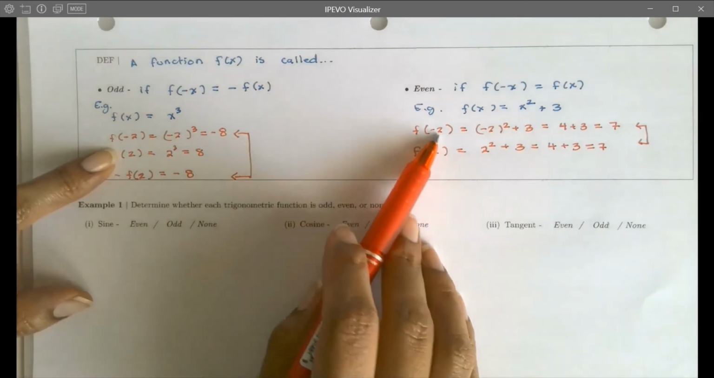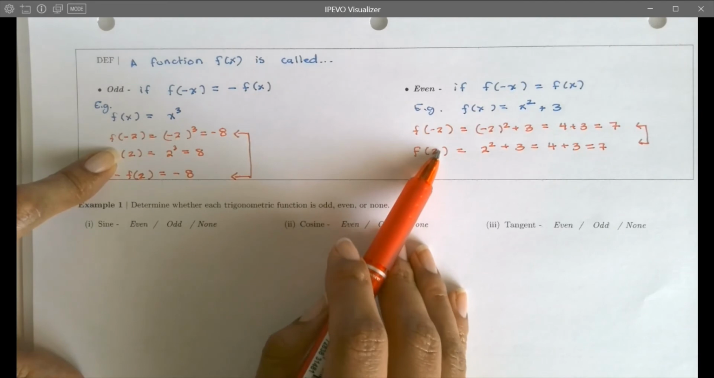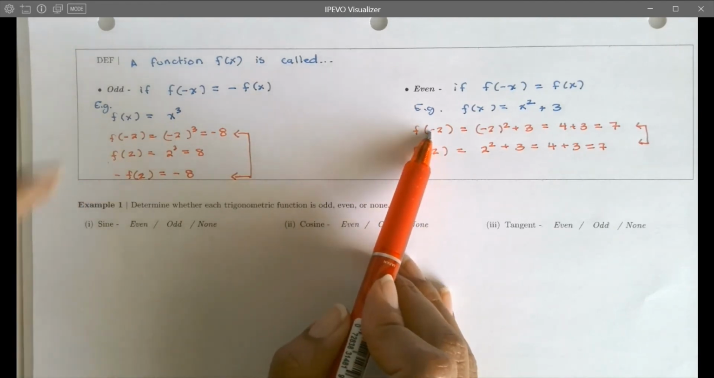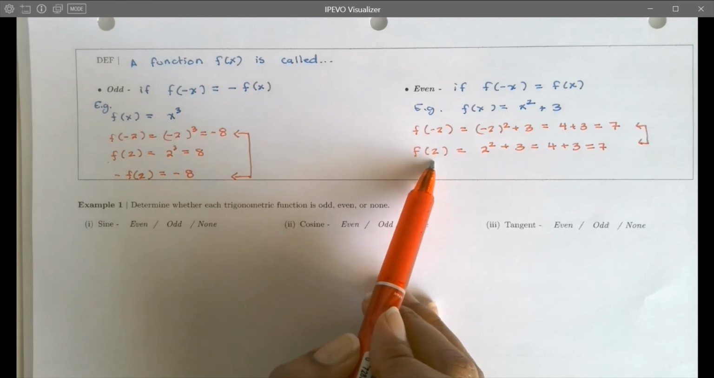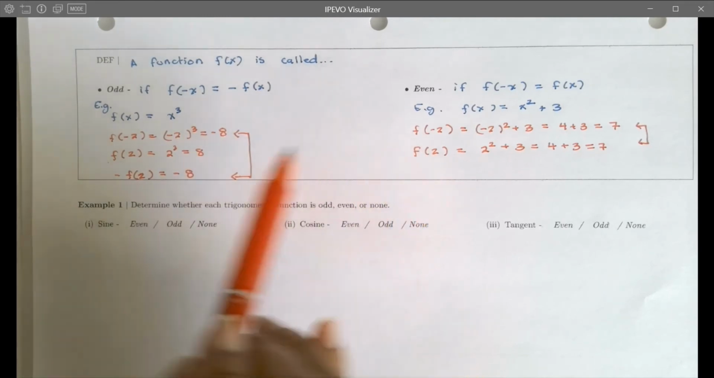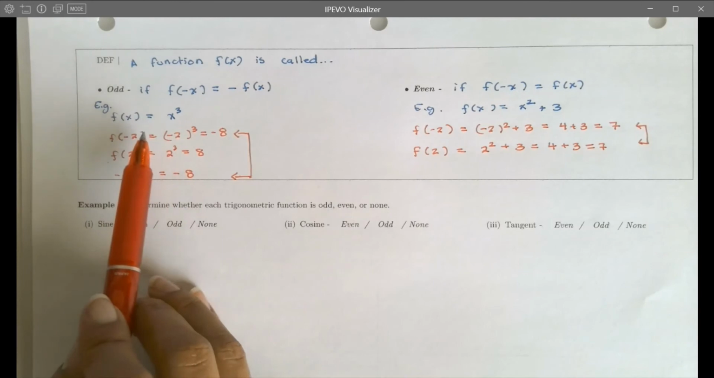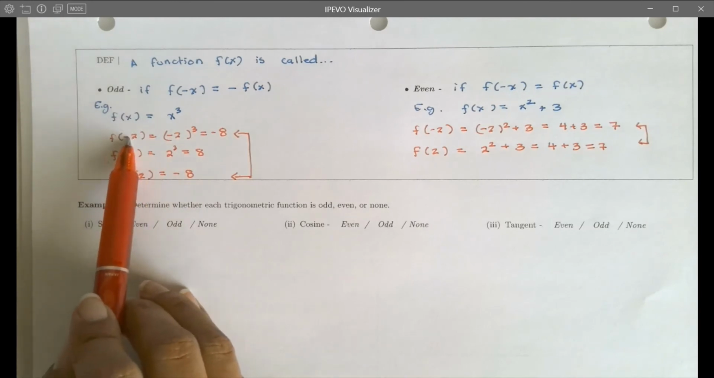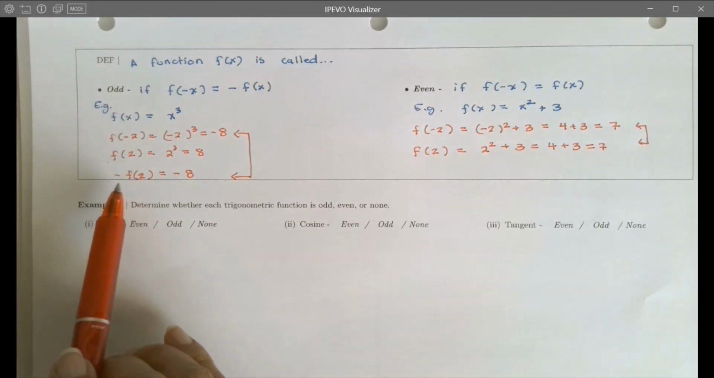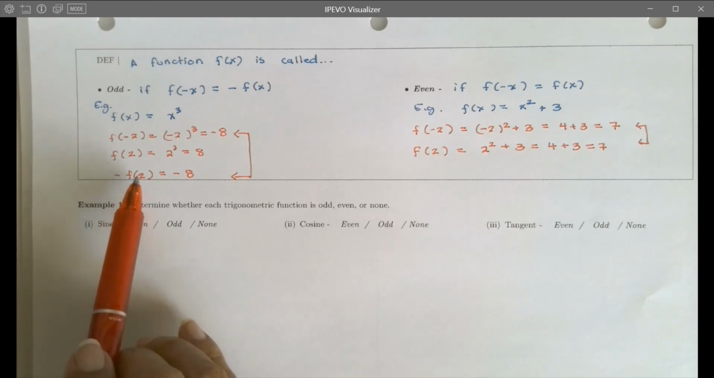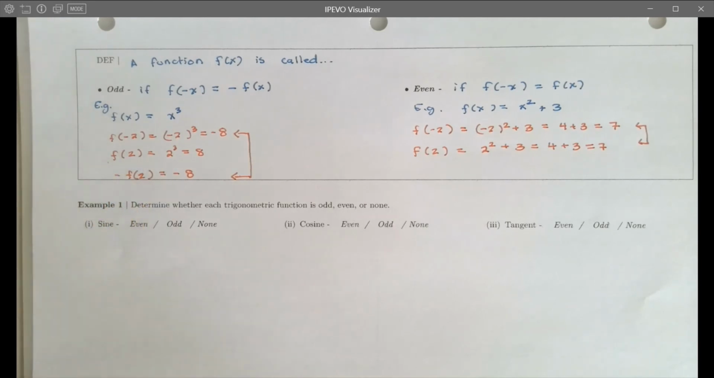If you try it for any other x value, checking f of any negative value will give you the same thing as f of the positive value. And in the case of x cubed, if you check f of any negative value, that'll be the same thing as -1 times f of the positive value. Now, graphically, something very special happens.